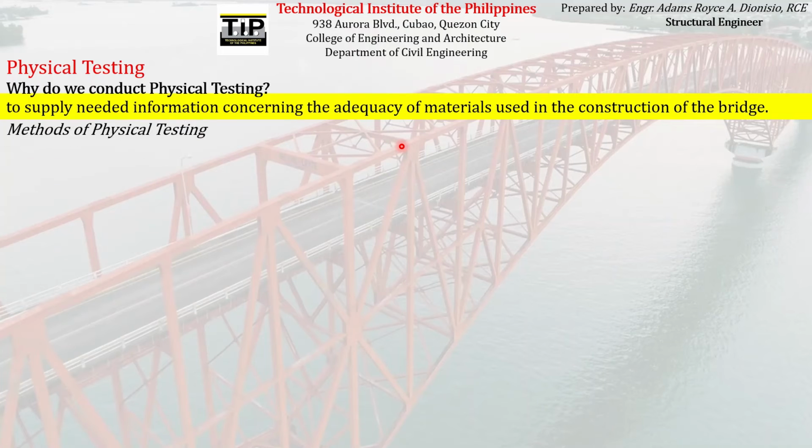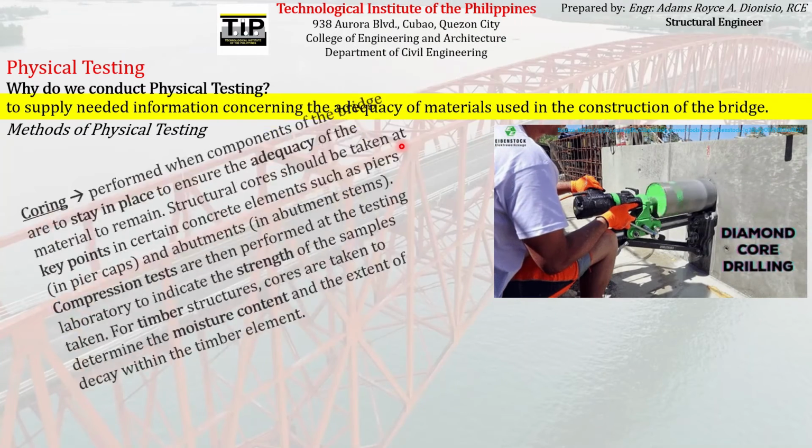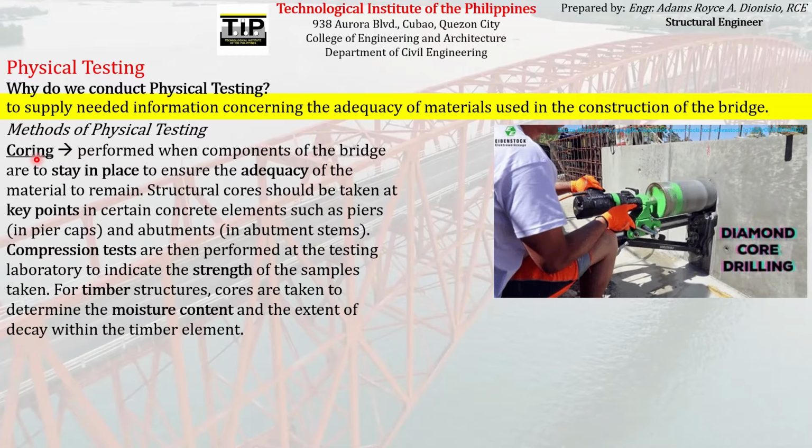So there are actually different methods of physical testing. And the first one that we will study in this discussion is the coring, or core testing. Coring is performed when components of the bridge are to stay in place, to ensure the adequacy of the material to remain.